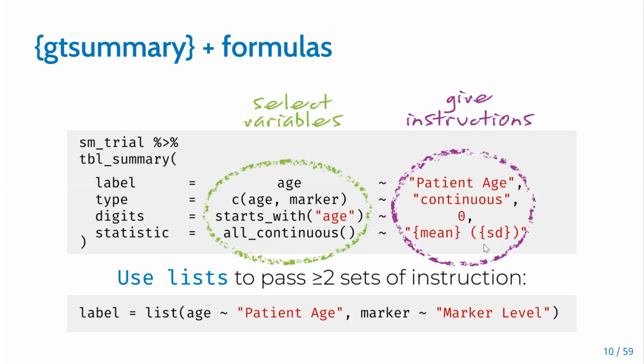And when you have two or more sets of instructions to pass, then you just put those formulas into a list. So like in this example, if we wanted to change age and marker, then we just say age ~ "Patient Age", comma, marker ~ "Marker Level". Just as a note, you can also use named lists, but you can't combine named lists with the tidyselect selectors like starts_with, or the gtsummary selectors like all_continuous.